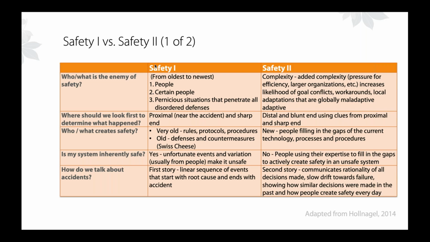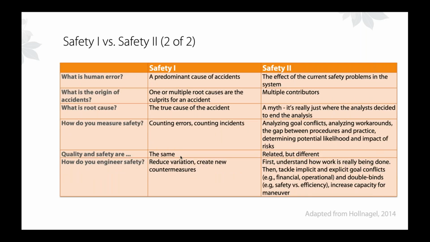It goes to the underlying difference between safety 1 and safety 2. Is our system inherently safe? Safety 1 says yes, except for those people, and I'm oversimplifying. Safety 2 says no, it's not. We need these people with their skills and expertise to keep it safe every day. And moving forward, as a logical extension, how do we measure safety? How do we keep people safe? A safety 1 professional counts errors, counts incidents, and measures compliance.